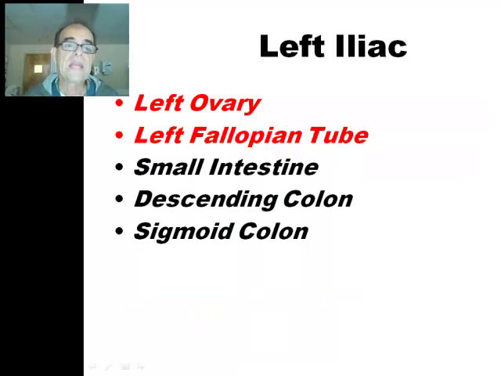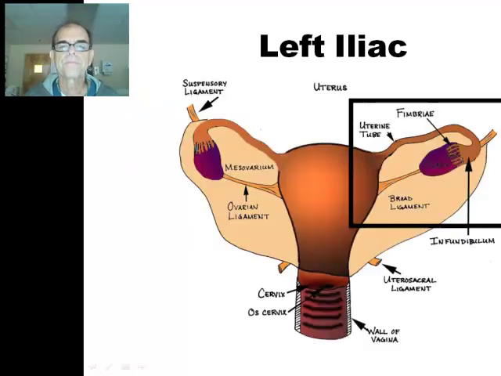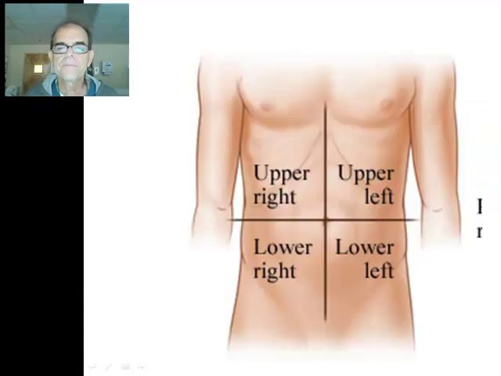Left iliac, the left ovary, when it's there, the left fallopian tube that you can visualize when there is fluid inside the fallopian tube. Small intestine, descending colon, and sigmoid colon are not good for ultrasound. For descending colon and sigmoid colon use endoscopy to look inside. Left iliac with the left ovary.